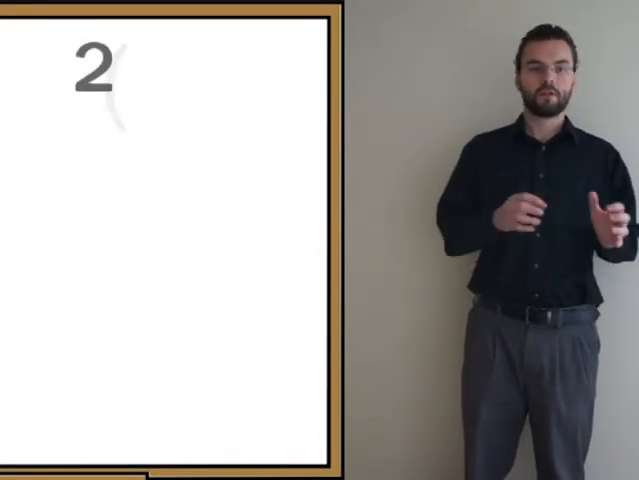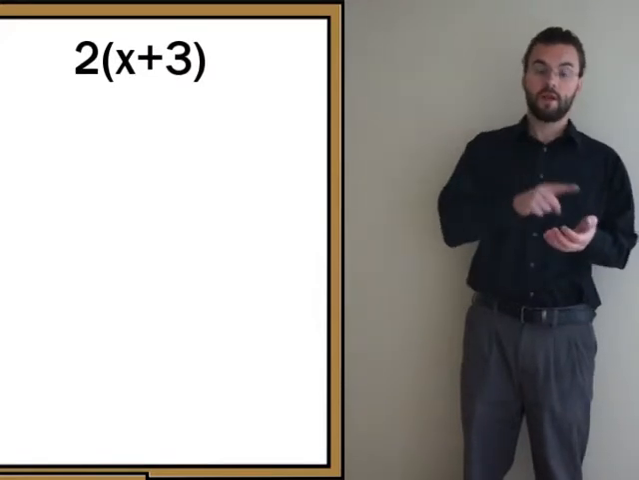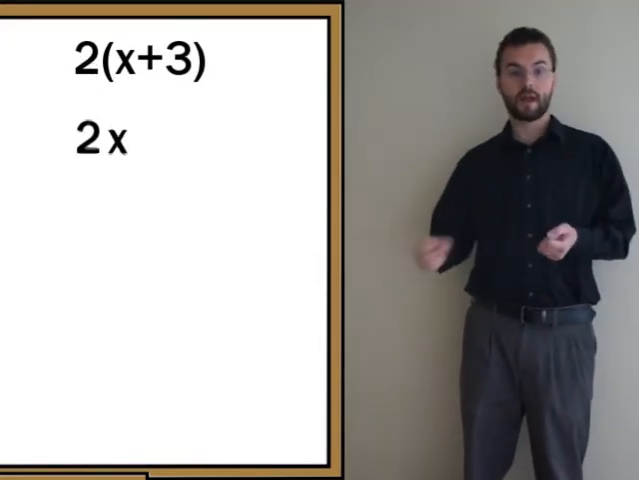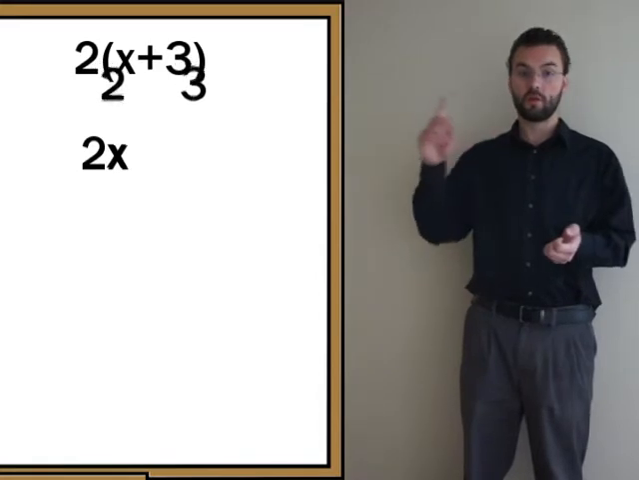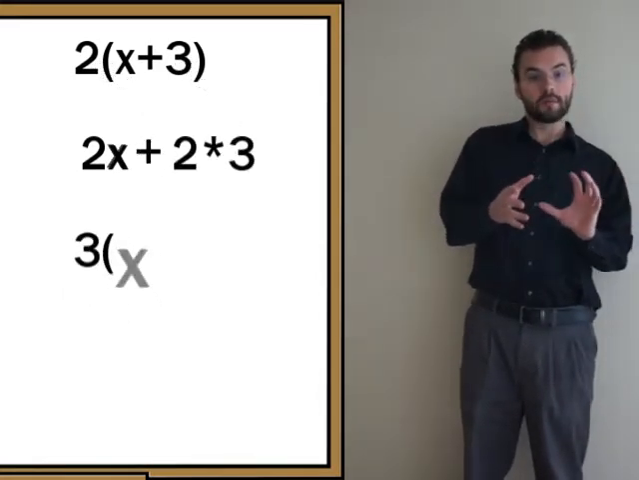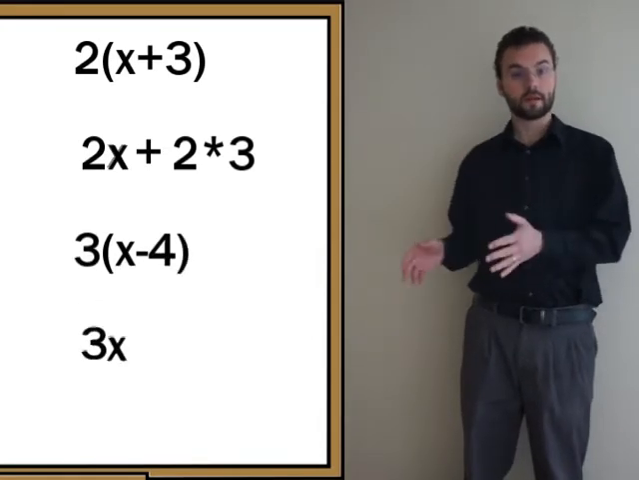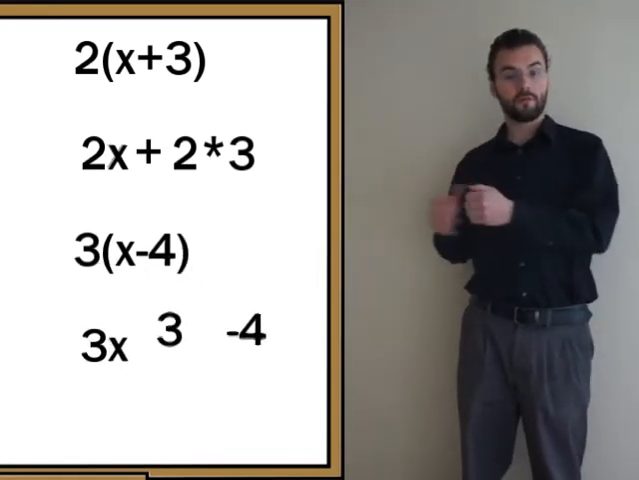For example, 2 times the quantity of x plus 3. We need to distribute the 2 to the x, and we need to distribute the 2 to the 3. Okay? In 3 times the quantity of x minus 4, 3 times the x, 3 times the negative 4.